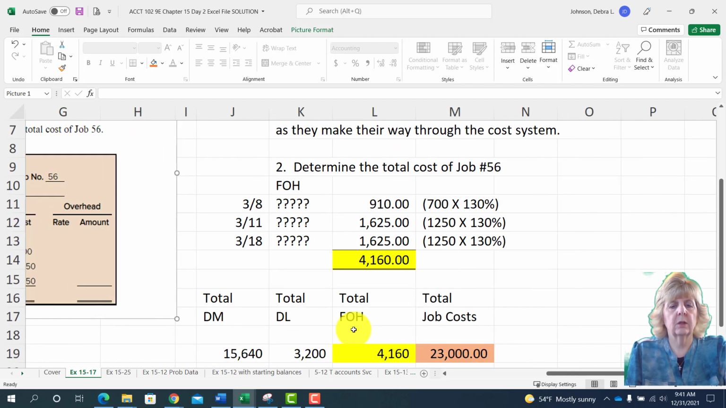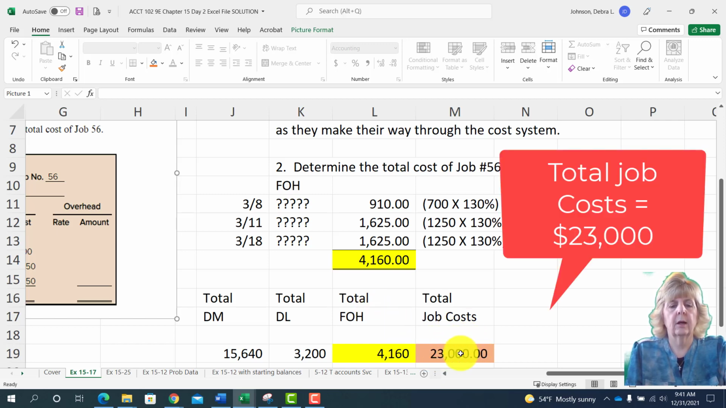Finally, in computing the total cost of the job, we added up the total direct materials, the total direct labor, the new factory overhead that we just computed, and when those 3 were summed up, we wound up with a total job cost card of $23,000.